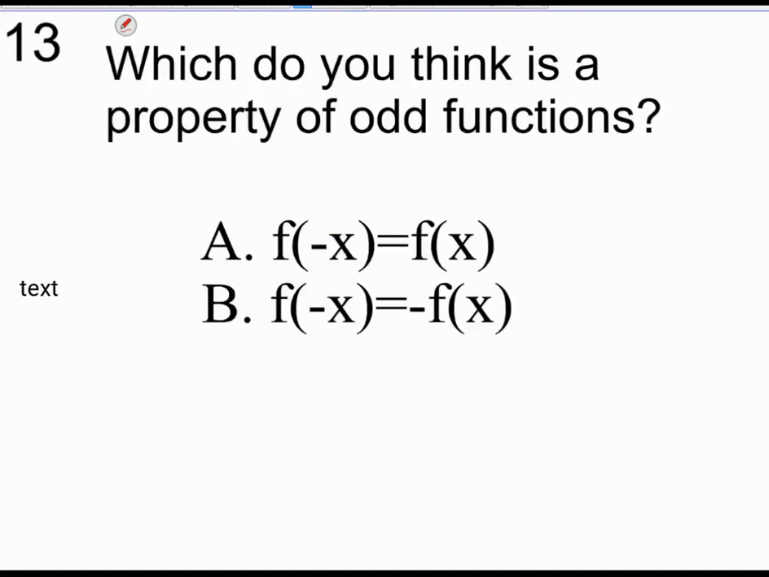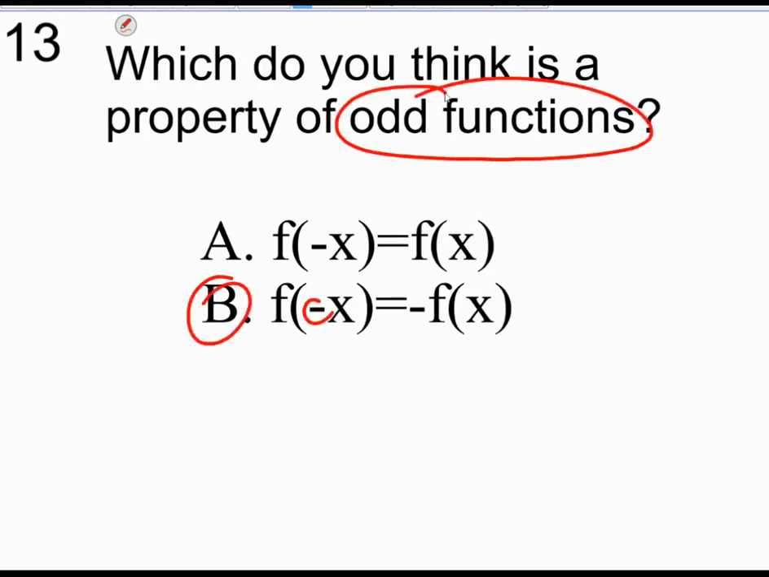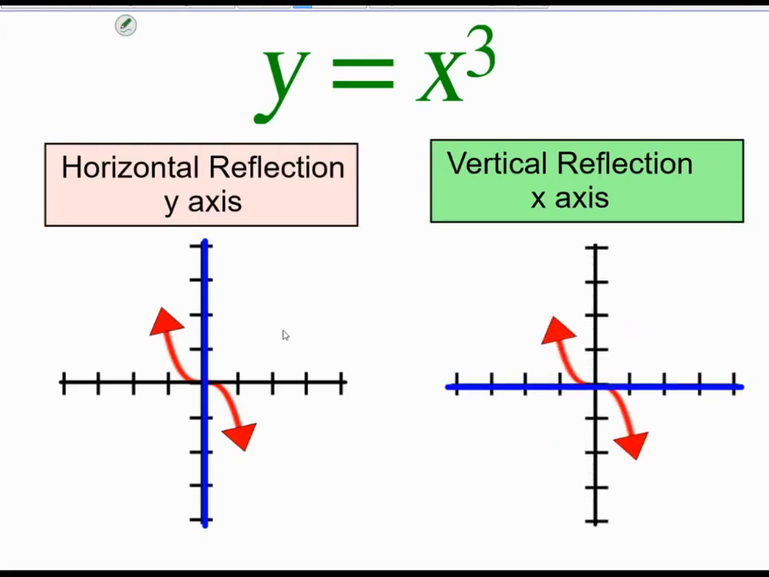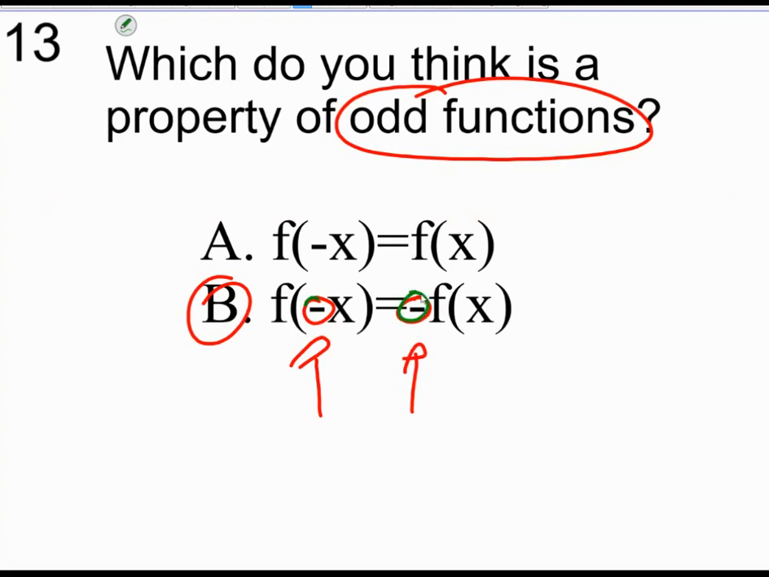You might want to memorize that a property of odd functions is choice B, that a reflection over the y-axis is equal to a reflection over the x-axis. And again, let's look at that in a picture here, that if I reflect this function over the y-axis and the same function over the x-axis, they're the same thing. And that's what that means right here. Doesn't matter where the reflection is, you get the same thing.